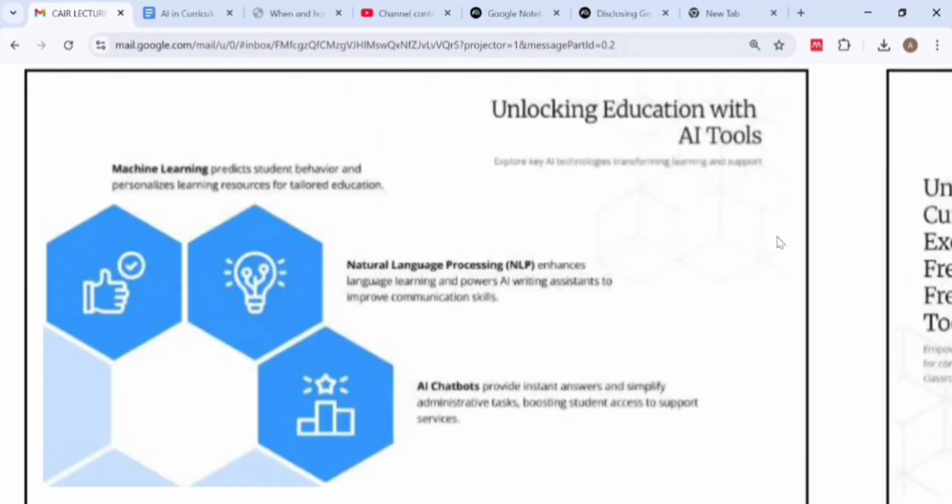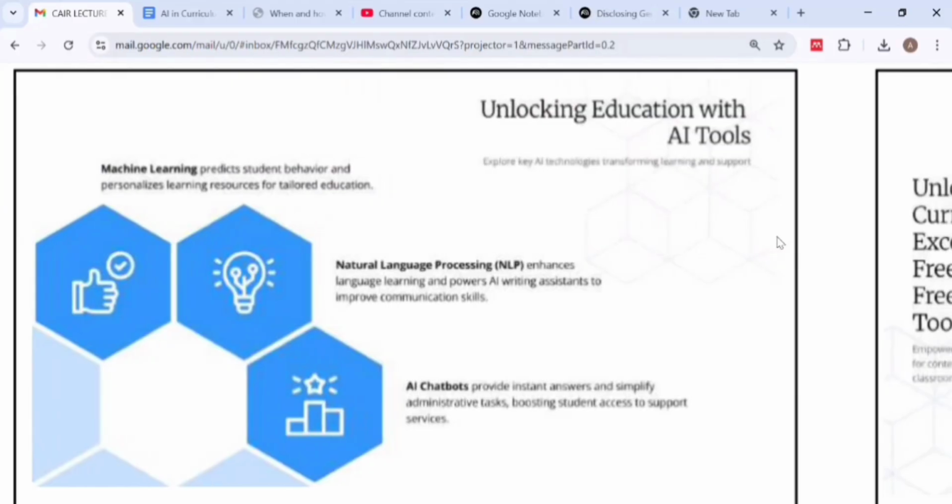So, how do we unlock education with AI tools? Machine learning predicts student behavior and personalizes learning resources for tailored education. Natural language processing, NLP, enhances language learning and powers AI writing assistants to improve communication skills. AI chatbots provide instant answers and simplify administrative tasks, boosting student access to support services.